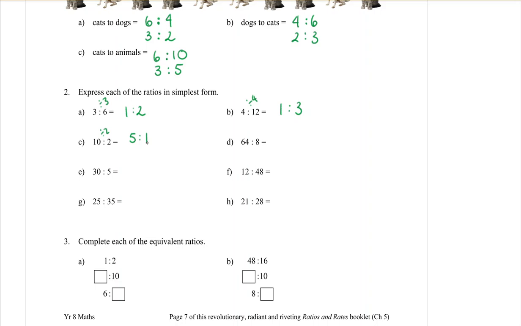64 and 8. What can I divide by? Yes, but 8 is bigger. If you don't find the biggest number straight away, that's okay. It just might mean you have to do 2 steps to get it completely simplified. But if you can find the bigger number, it will make it faster. So 8 is the bigger number. I'm going to divide by 8. 64 divided by 8 is 8. And 8 divided by 8 is 1.